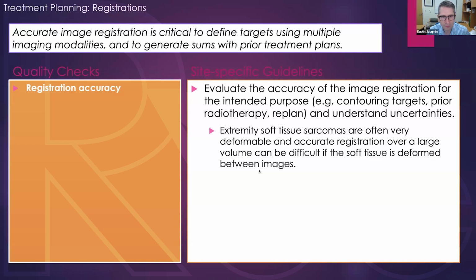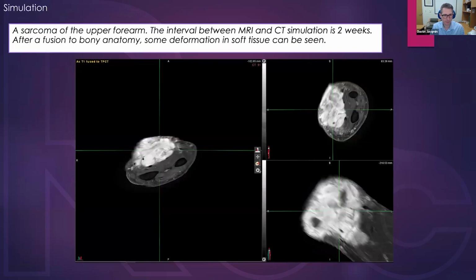Let's discuss registrations. One challenge with sarcomas in general is that they're part of the soft tissue and they're surrounded by soft tissue. And soft tissue is often deformable. And as a result, getting an accurate registration over a large volume can be difficult because the tissue can be deformed. So let's have a look at that here.